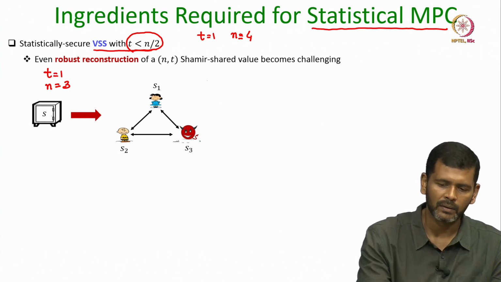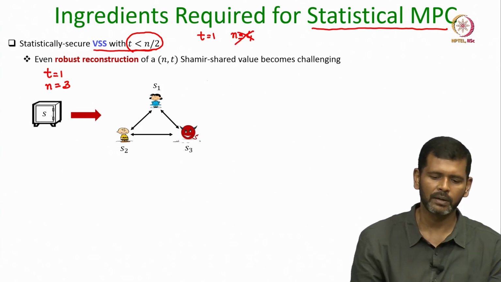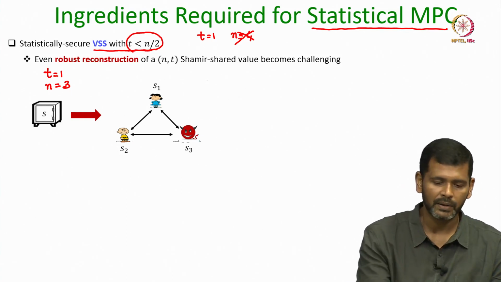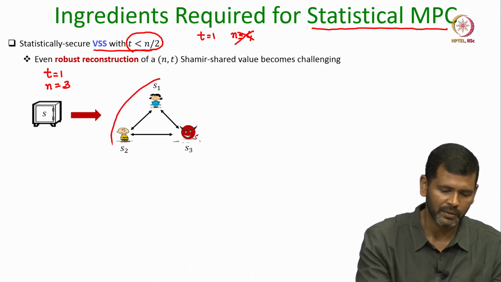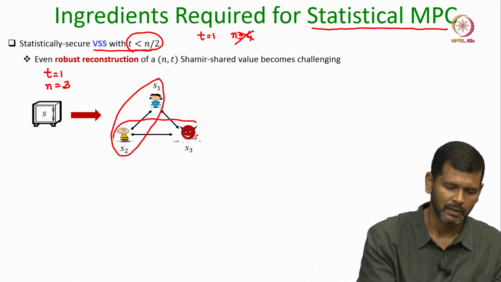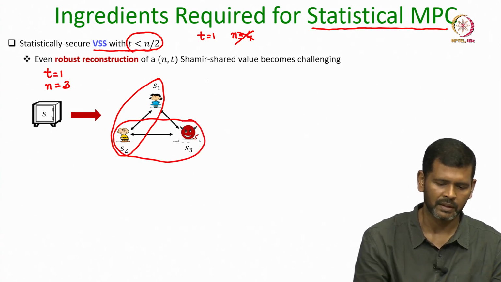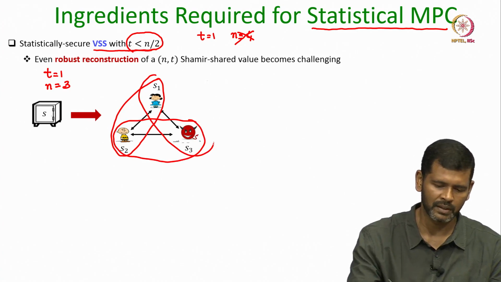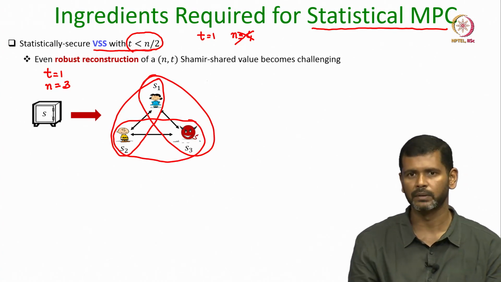But now we no longer have 4 parties, we have only 3 parties out of which one could be corrupt, and we do not know whether to take the shares s1, s2 and interpolate the degree 1 polynomial, or whether to take the shares s2, s3 and interpolate the degree 1 polynomial, or to take the shares s1, s3 and interpolate the degree 1 polynomial.